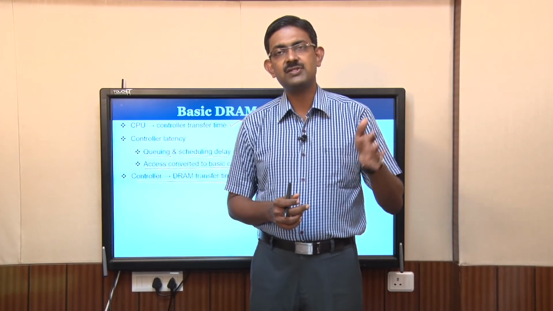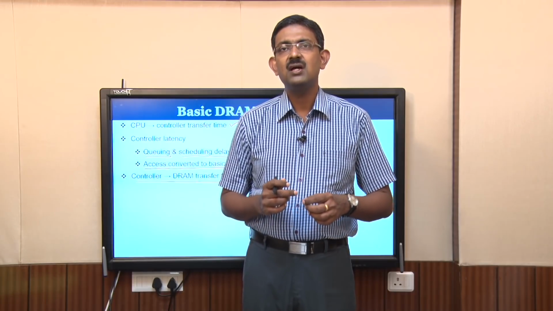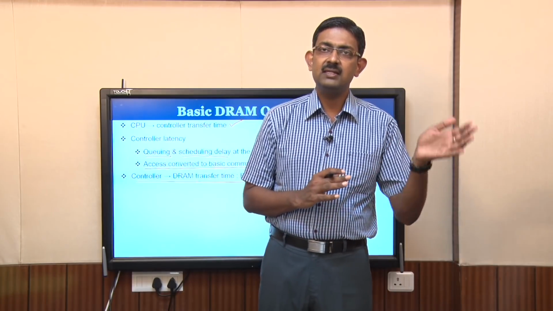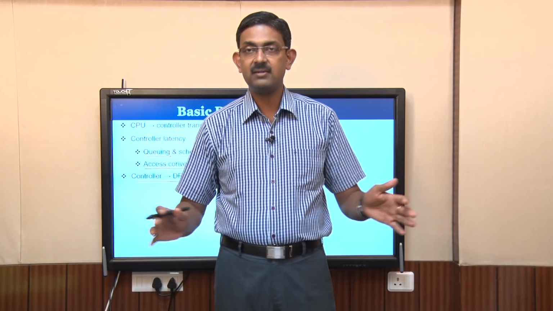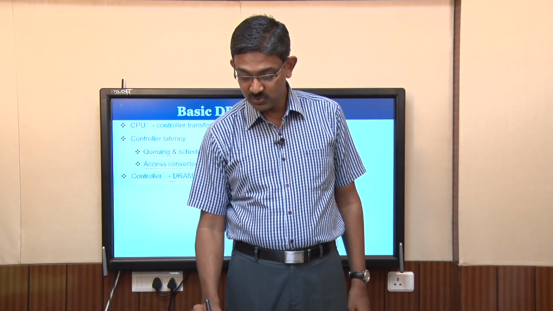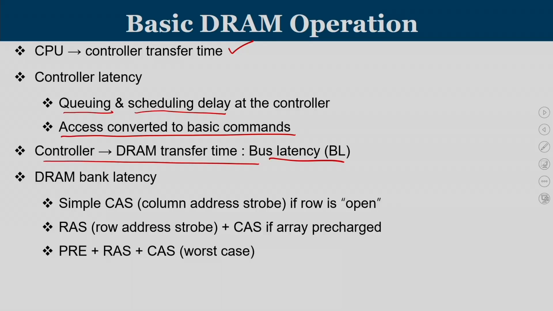So once the controller is communicated, the controller picks up the request that is to be serviced, and appropriate commands are generated. These commands will flow from the controller onto the DRAM and are propagated through the bus, and that is what is called the bus latency. So now the request has reached the DRAM unit, the DIMM, and there we have to split the address as column address and row address.